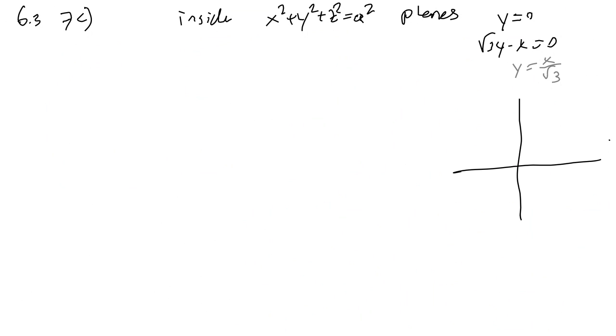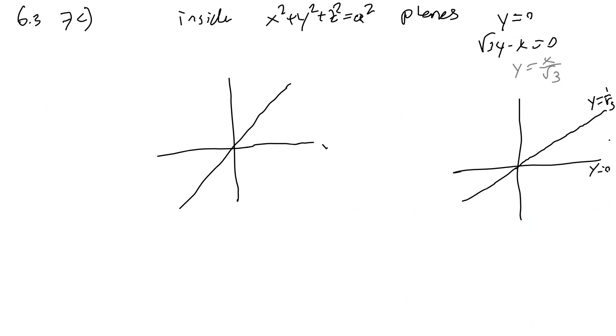Okay, y is x over root 3, so that is a line with a slope of 1 over root 3. And y is 0, well, that's the x-axis, right? Okay, that was not so difficult. So let me now try to put this in 3D.